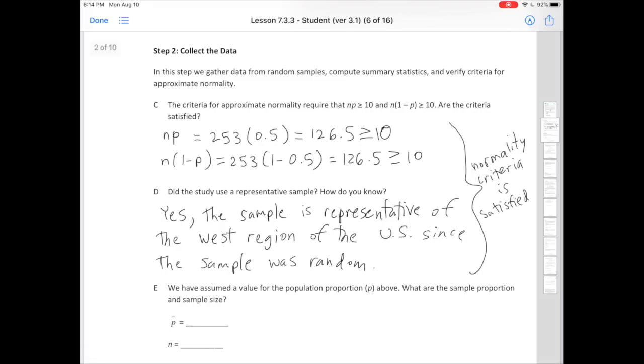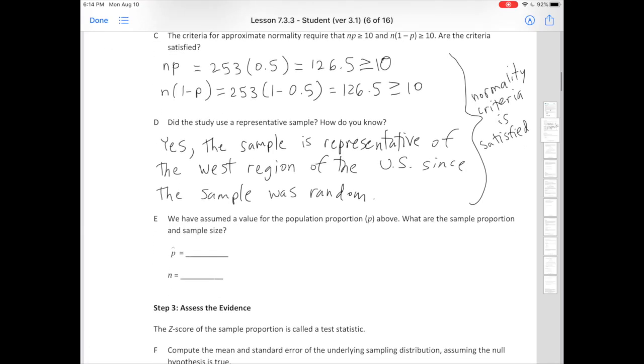Let's look at part E. We have assumed a value for the population proportion P above. What are the sample proportion and sample size? Well, we know what N is, right? N is the sample size. This is 253. And what would P hat equal?